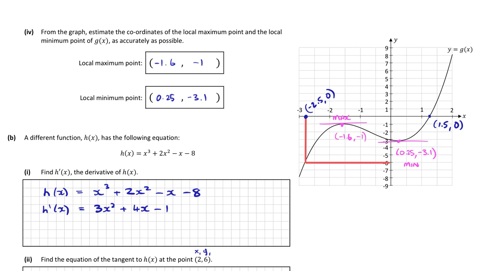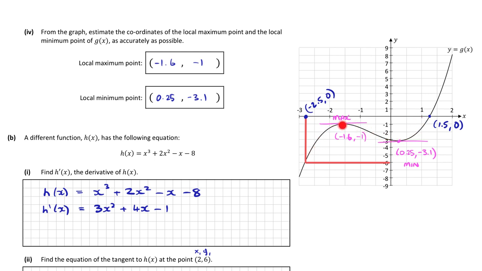So that brings us on there to part 4. From the graph, estimate the coordinates of the local maximum point and the local minimum point of g of x as accurately as possible. Now, as I said earlier, we have a cubic function, and we know a cubic function turns at 2 points. So it turns up here and it turns down here. Those 2 points are represented by our maximum and our minimum. Maximum is always when it turns at the top, minimum is always where it turns at the bottom.